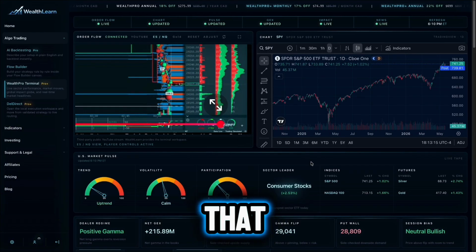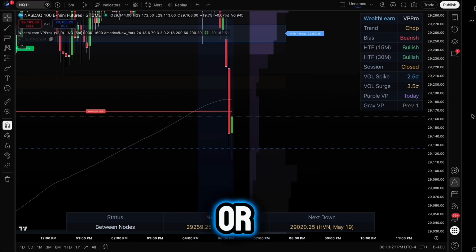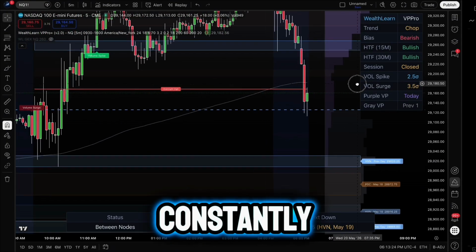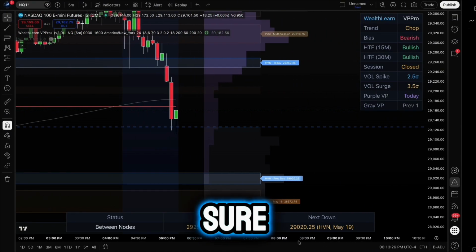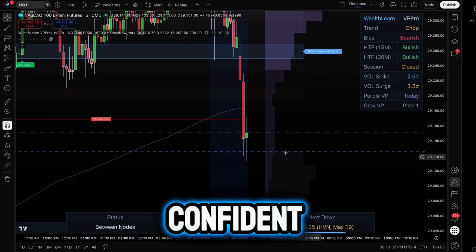I would not rush into it, and that is the one thing that I will always emphasize to people using indicators like this one, whether it be VP Pro itself or not. These levels are constantly going to be reacted from. You need to make sure that you're not letting FOMO get the best of you in taking positions that you wouldn't look back at and be confident in.